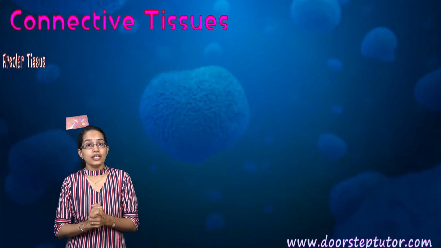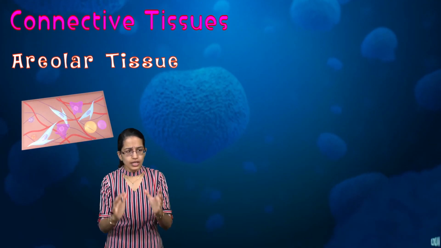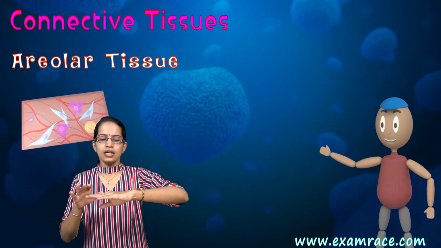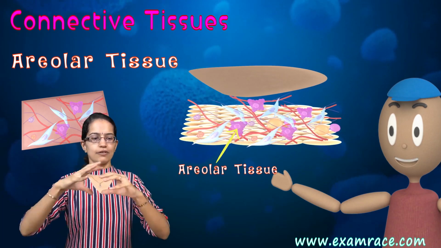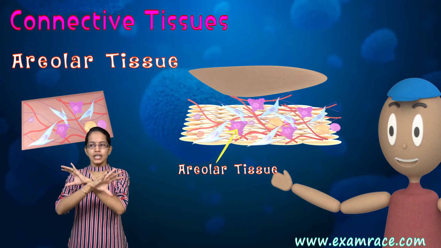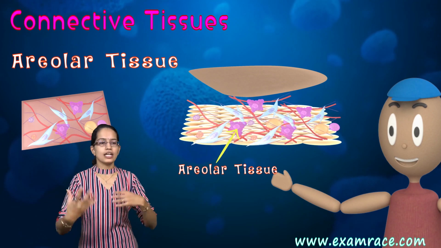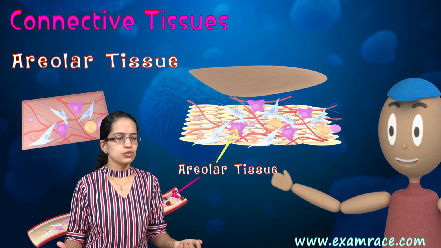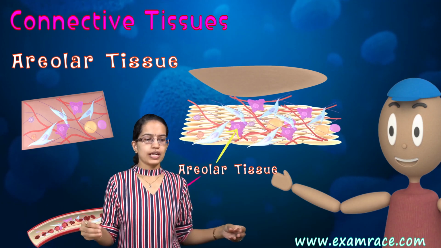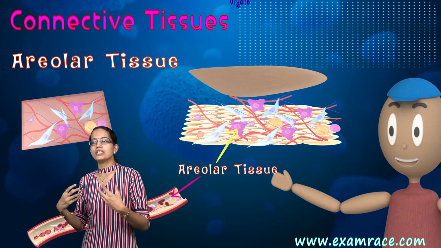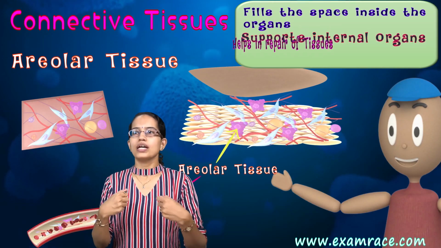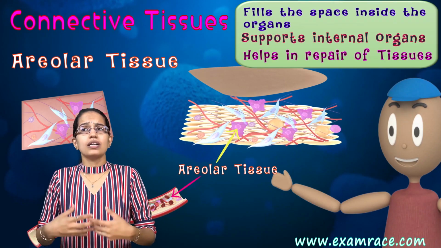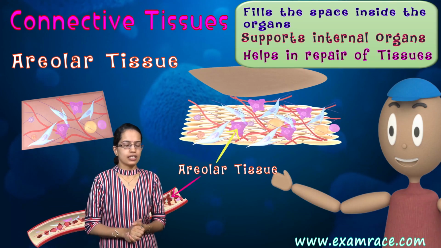The next is areolar tissues. Areolar tissues are seen between the skin and the muscles. So skin layer and the muscle layer, between that you have the areolar tissues. They are present around the blood vessels, nerves, and in the bone marrow that is there. And these fill up the spaces which are inside the organ. So they support the internal organs, help the repair of the internal organs that are seen.